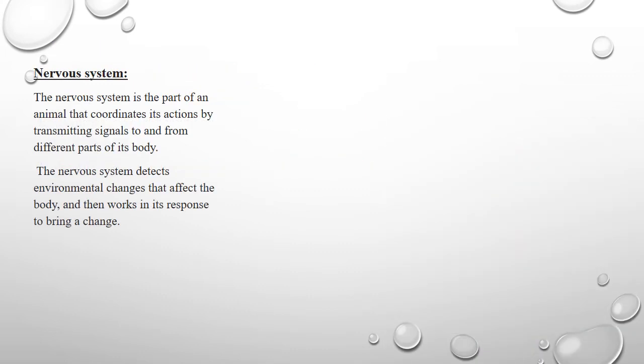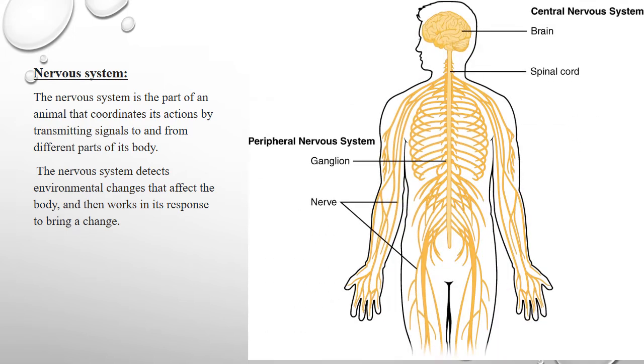The nervous system is the part of an animal and human beings that coordinates its action by transmitting signals to and from different parts of its body. The nervous system detects environmental changes that affect the body and then works in response to bring a change. Let's have a look at the nervous system. Now I'm going to explain this.